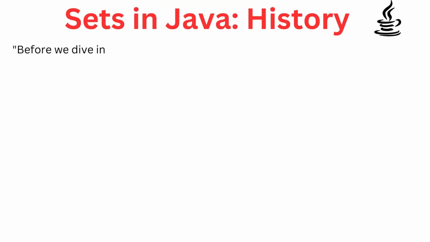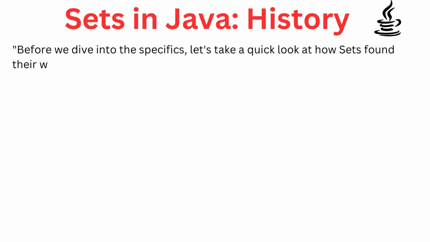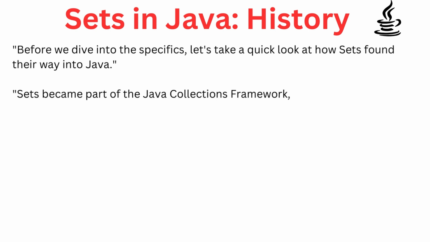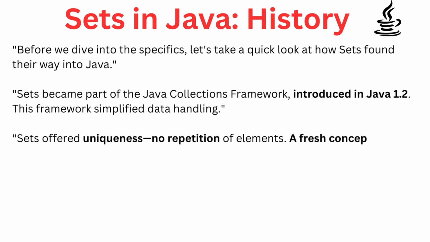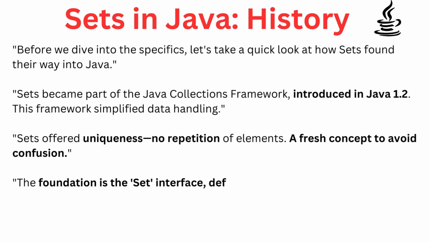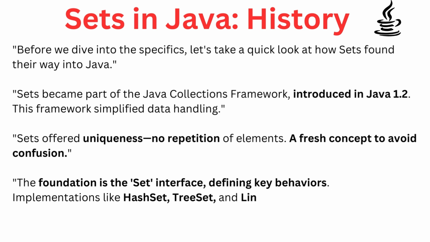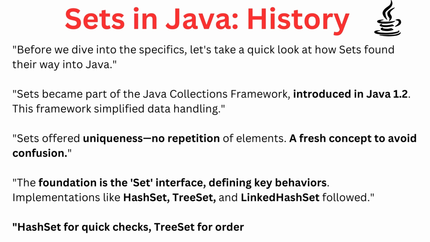Before we dive into the specifics, let's take a quick look at how sets found their way into Java. Sets became part of the Java Collections Framework introduced in Java 1.2. This framework simplified data handling. Set offered uniqueness, no repetition of elements, a fresh concept to avoid confusion. The foundation is the Set interface defining key behaviors. Implementations like HashSet, TreeSet and LinkedHashSet followed. HashSet for quick checks, TreeSet for order, LinkedHashSet for both.